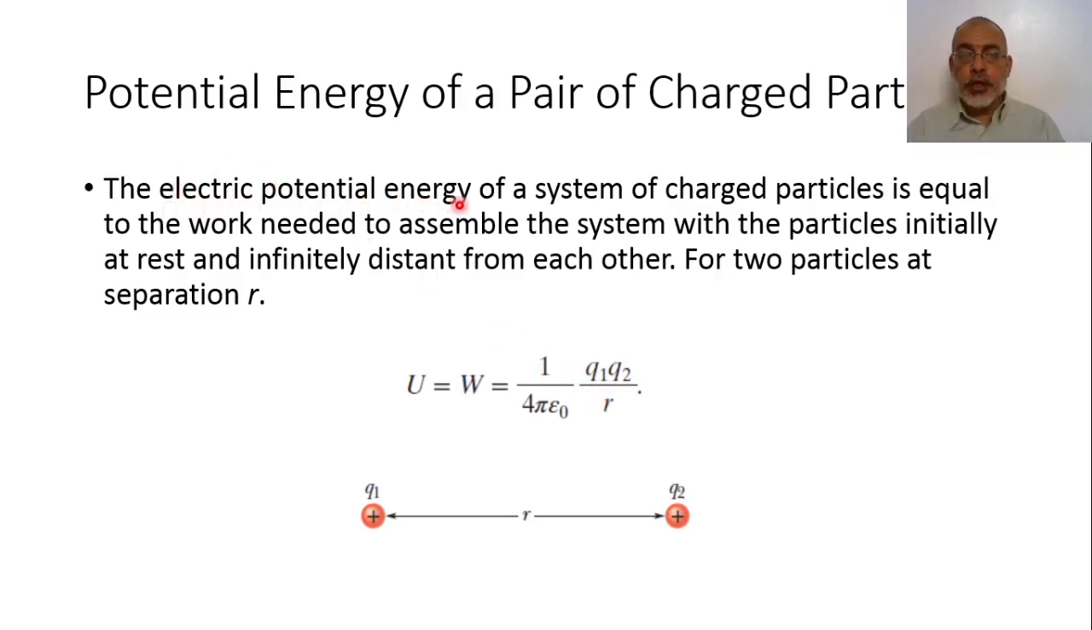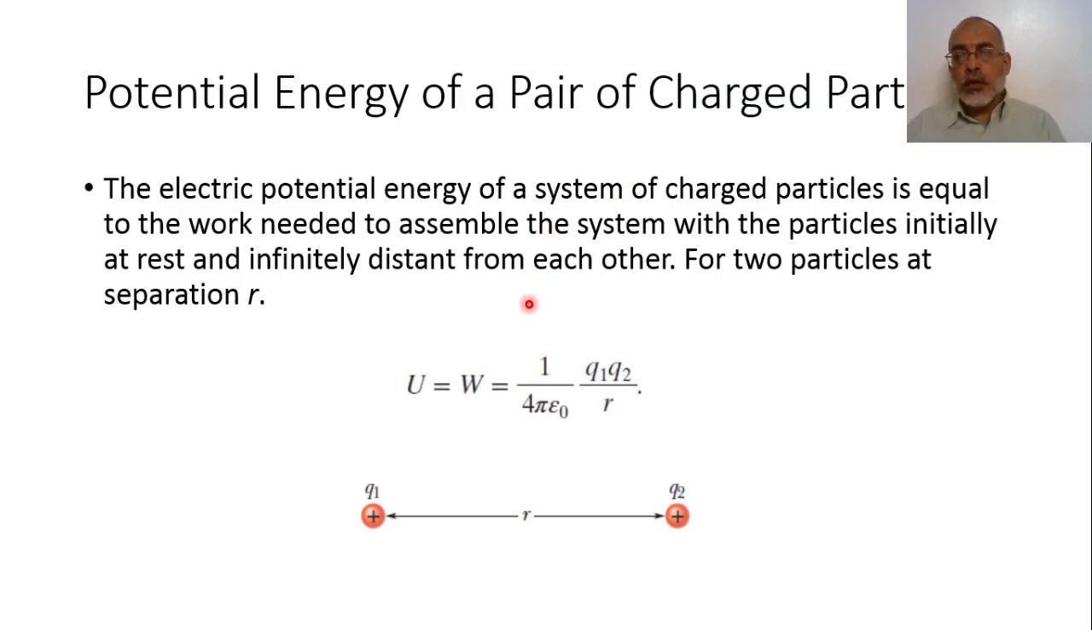The electric potential energy of a system of charged particles is equal to the work needed to assemble the system, with the particles initially at rest at an infinite distance from each other. For two particles at separation r, the stored energy U, or the work done, is 1 over 4π epsilon naught Q1 Q2 over r. The question now: we have already placed Q1 and Q2 in their positions, and we are planning to bring another charge Q3 from infinity to another point, for example here.